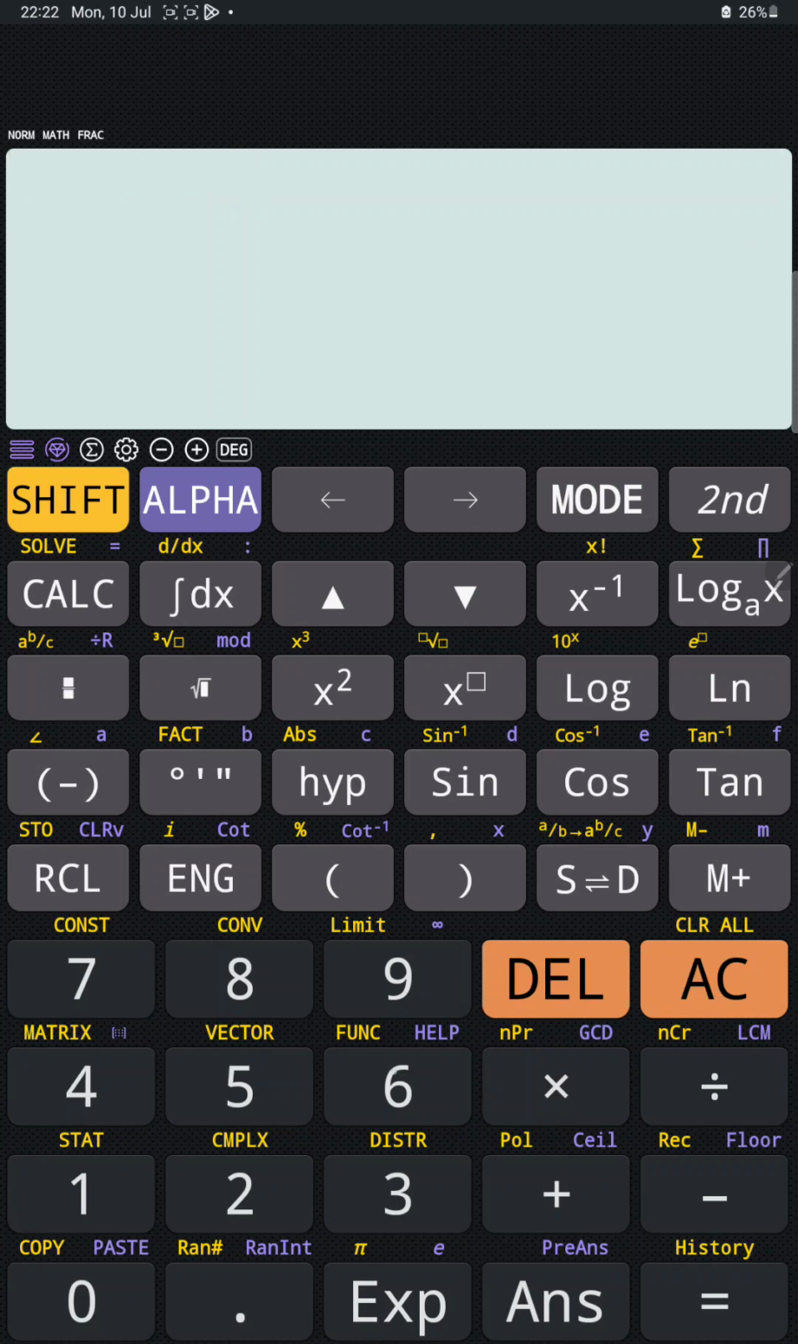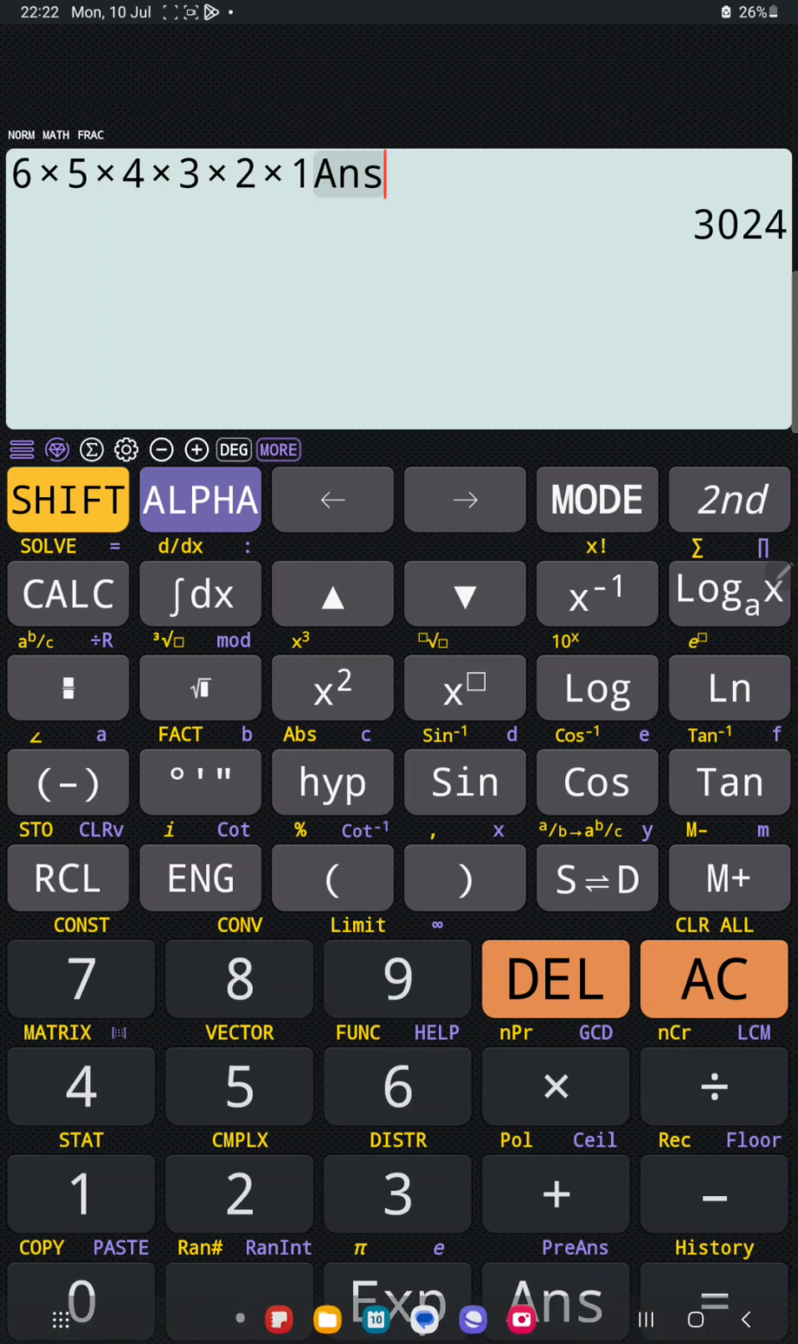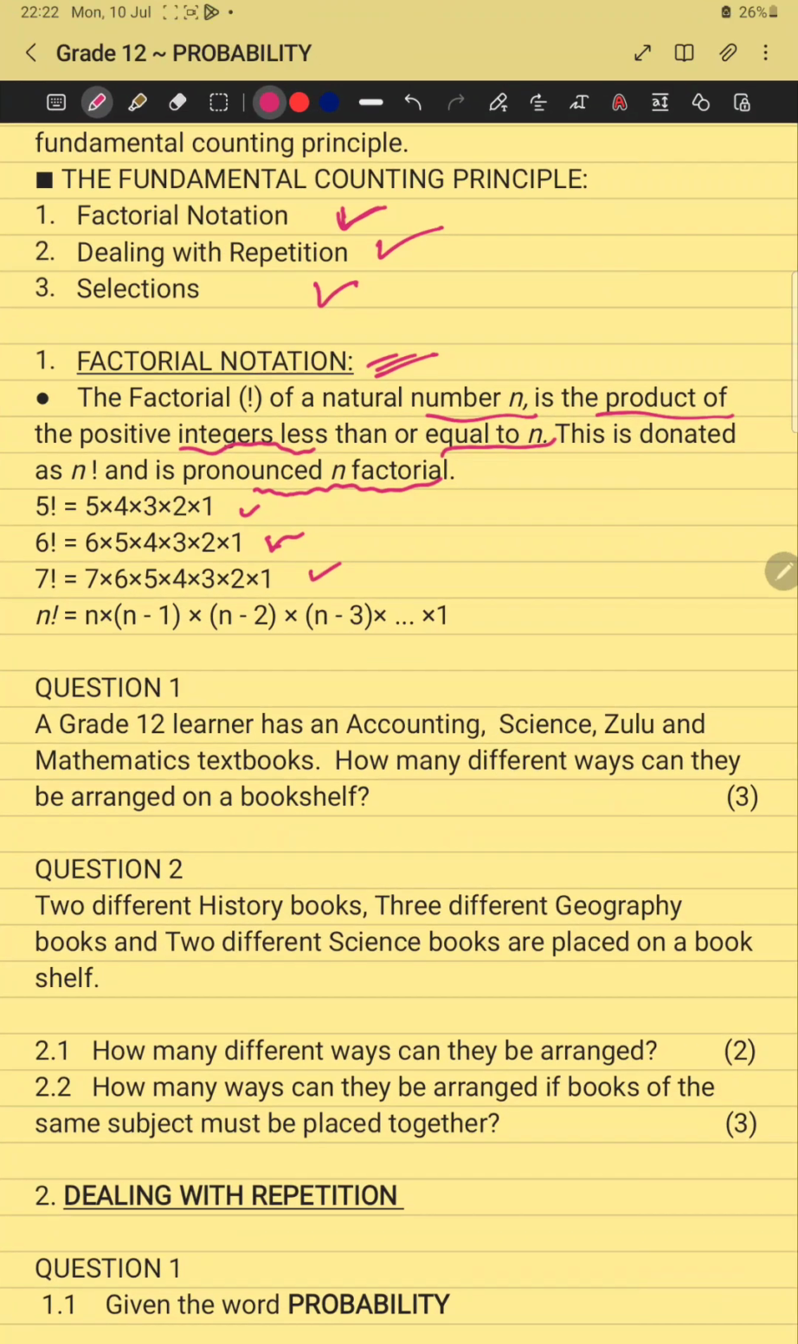Let me just use 6 and we check. You first press the number, shift, and this button here, and the answer is 720. Let's check if it's the same. 6 times 5 times 4 times 3 times 2 times 1. Same, 720. Now let's go back to the question. All right, so this is the formula. Let's jump straight to the question.